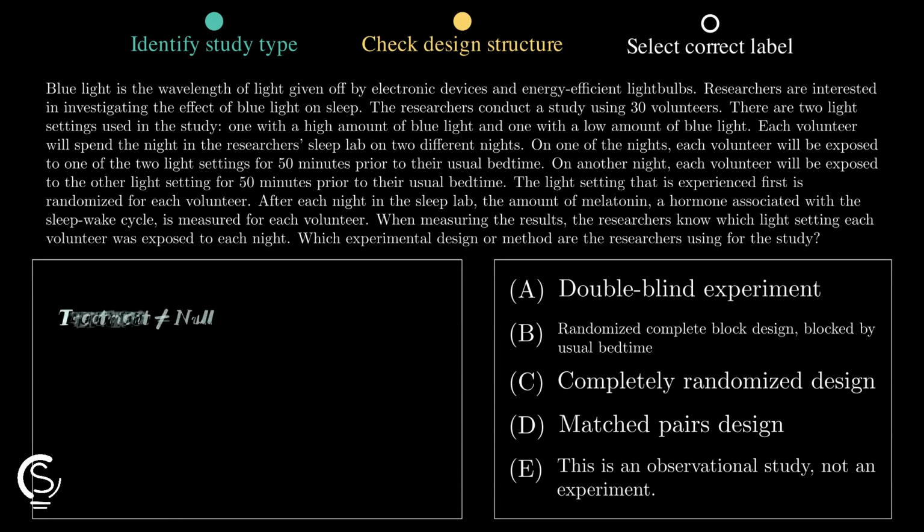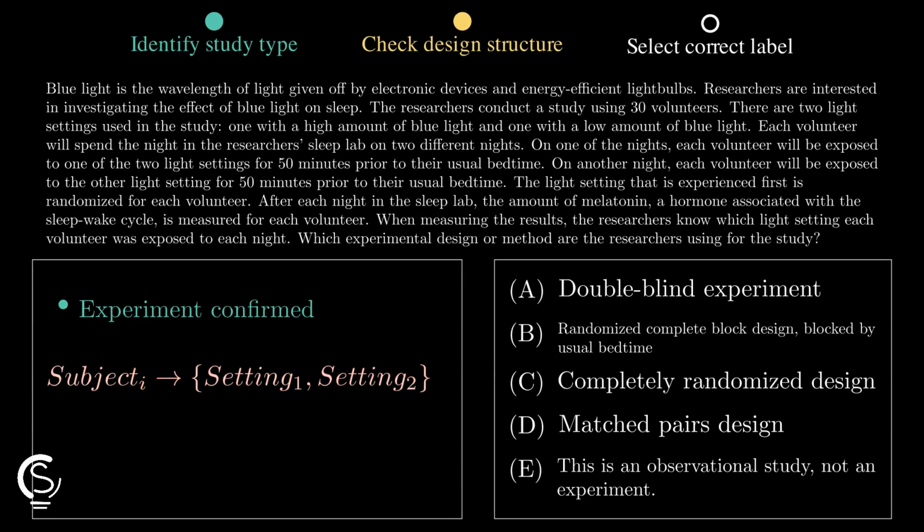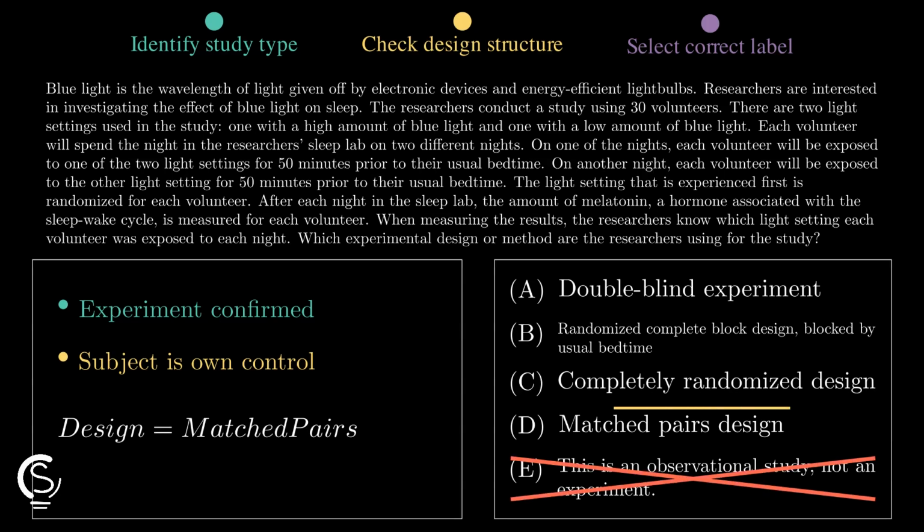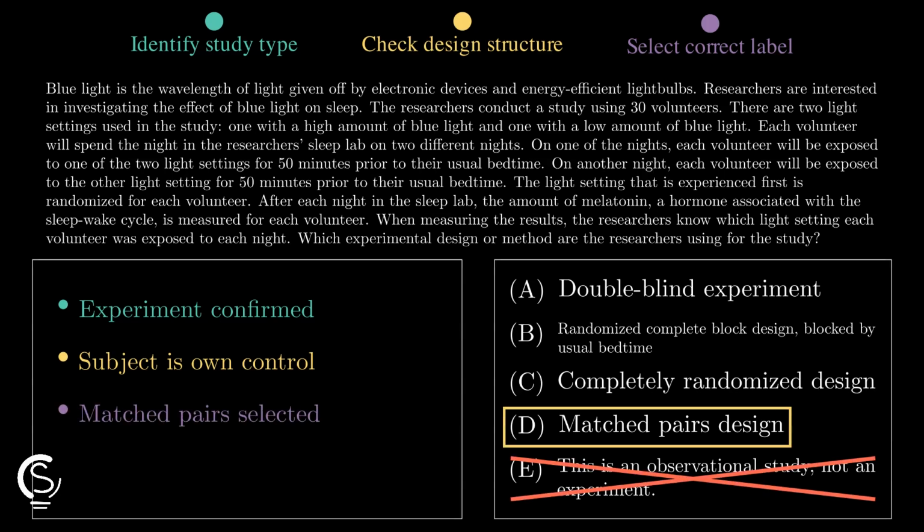Next, look at the structure. Each volunteer acts as their own control by experiencing both light settings on different nights. This pairing of observations within each subject defines the design. Because each volunteer is matched with themselves across 2 treatments, this is a classic matched pairs design. It is not a block design because the pairing is within subject, not between group.